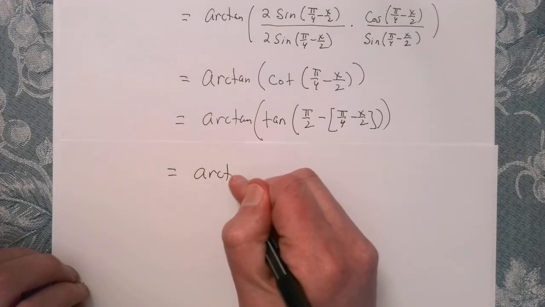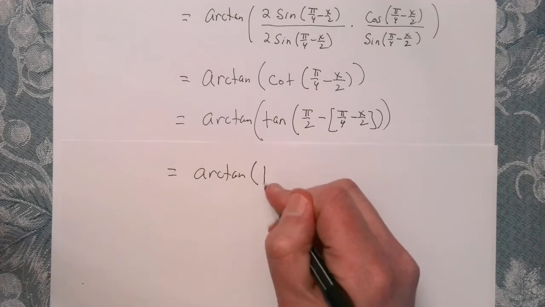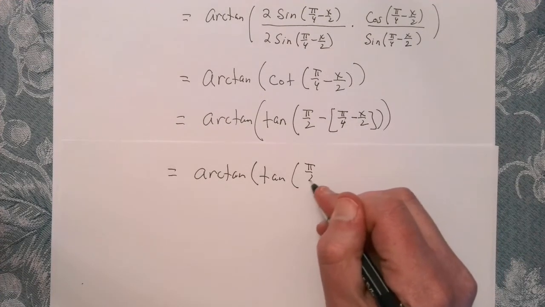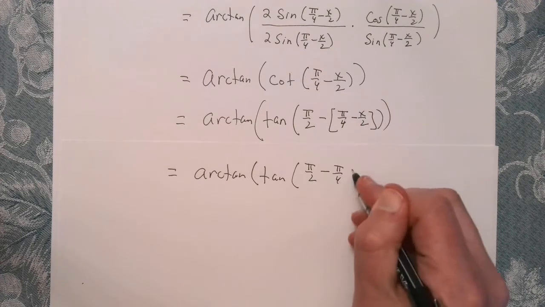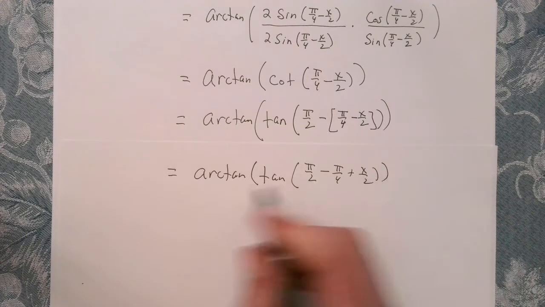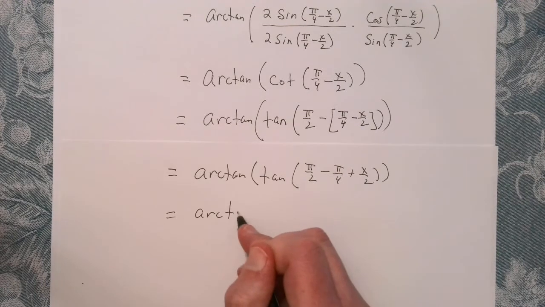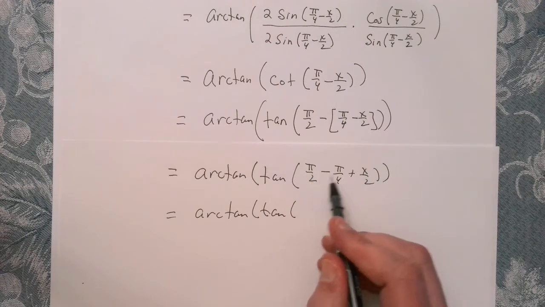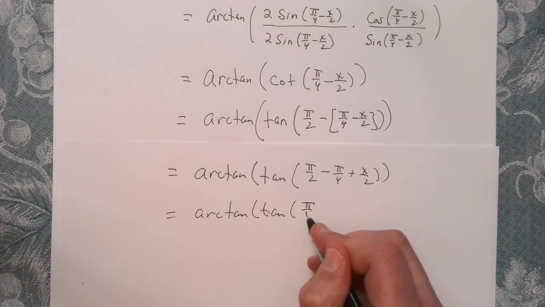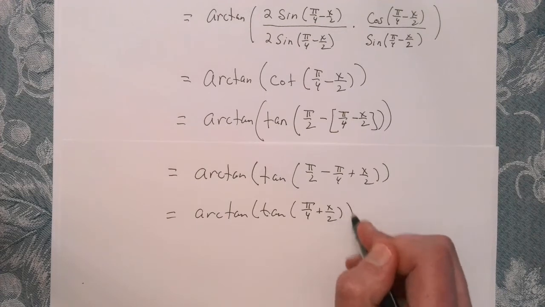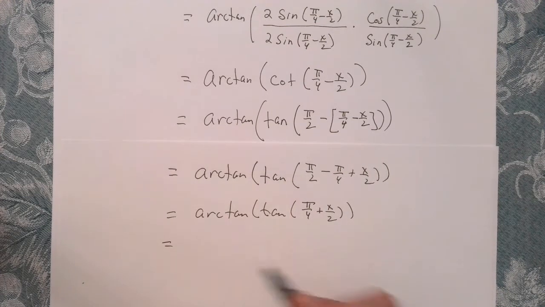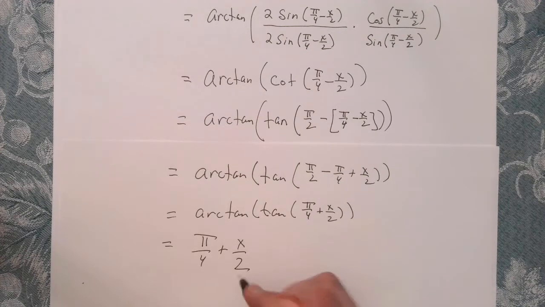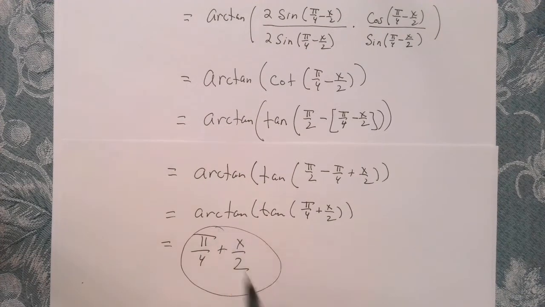So we've got the arctangent of the tangent of, let's see here, pi over 2 minus pi over 4 plus x over 2. But of course, that simplifies. So pi over 2 minus pi over 4 is pi over 4. So that's pi over 4 plus x over 2. But arctangent and tangent are inverse functions, so I get exactly pi over 4 plus x over 2. And that is simplified. What a cool problem.